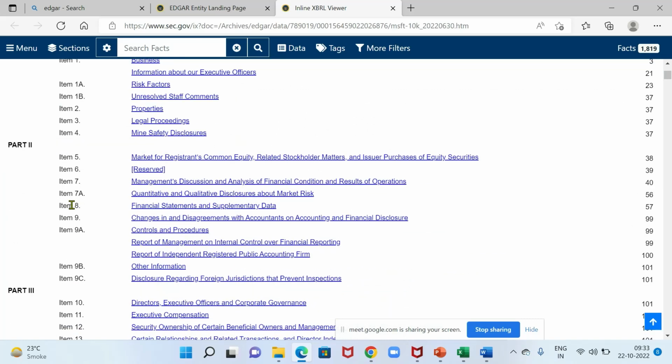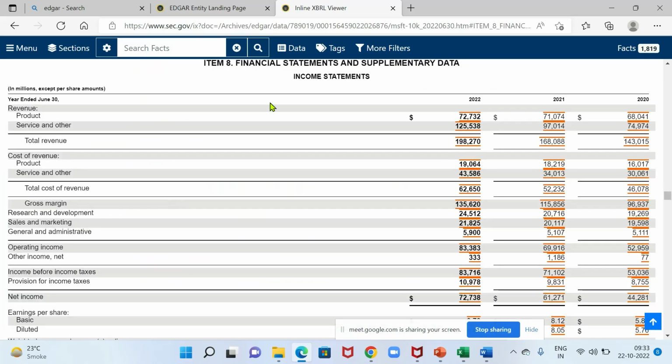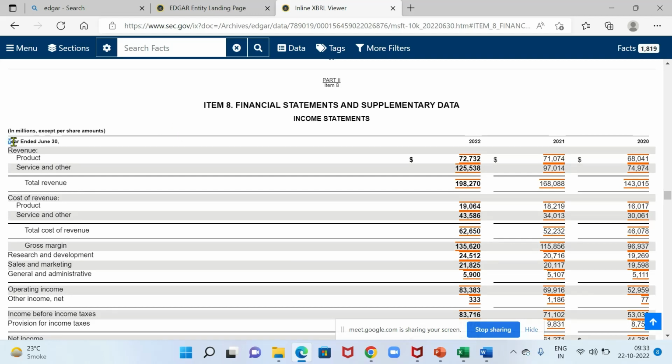So let us quickly go to the financial statement and supplement. This is fiscal year ended June 30. The latest fiscal year for MSFT is 30th June 2022.